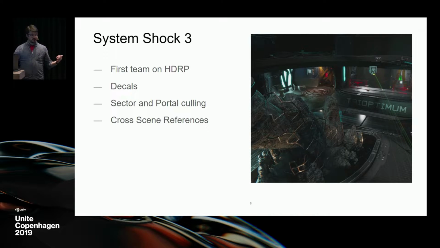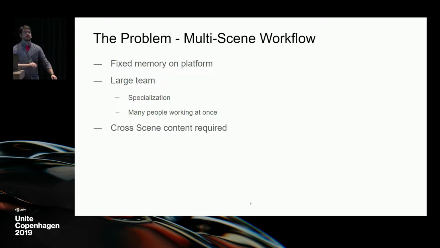And then the cross-scene reference solution that I'm talking about now was made specifically for them, because they have a ton of scenes. So the problem that this is trying to solve is that as a team scales up, the number of scenes that you need in Unity explodes dramatically. So if you're going to ship on console, you have a fixed memory size. And if your level doesn't fit in that fixed memory size by default, you have to split it up.